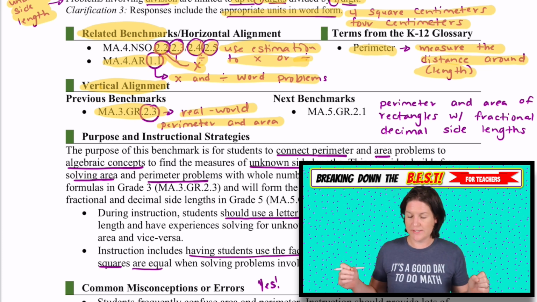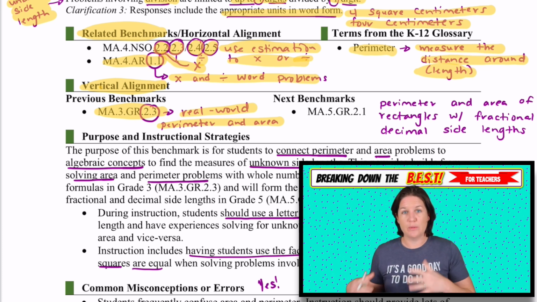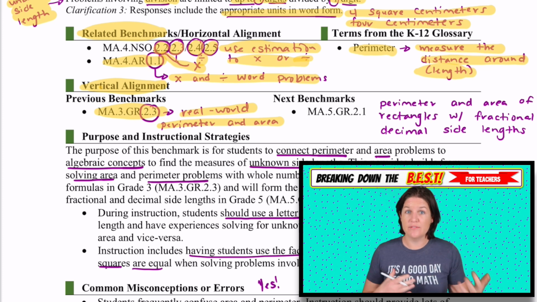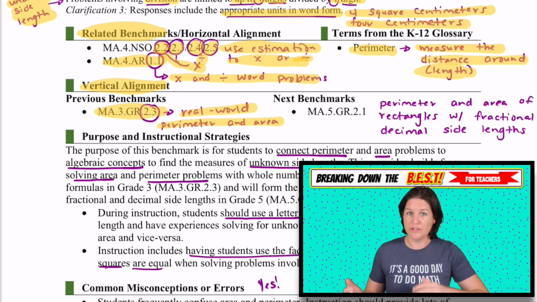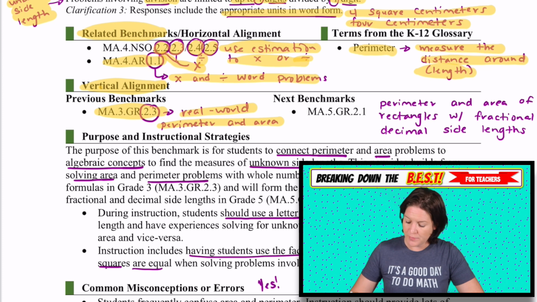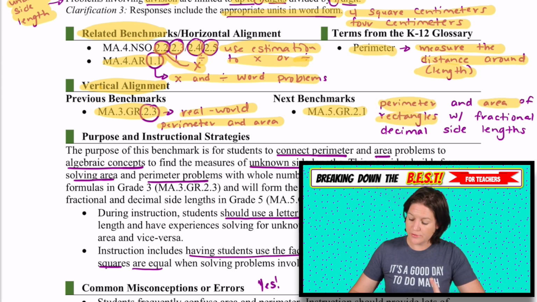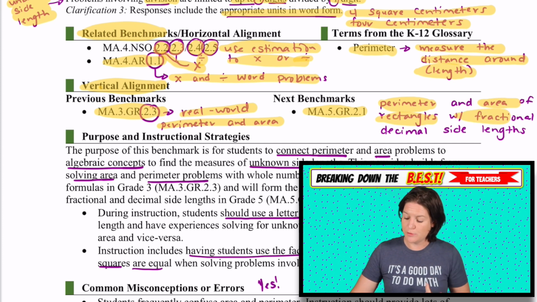In 4th grade, we have unknown side lengths given the area and the perimeter, so we have a little bit more thinking happening with this. And then in 5th grade, we have perimeter and area of rectangles still, but this time we'll be stepping it up to fractional and decimal side lengths.